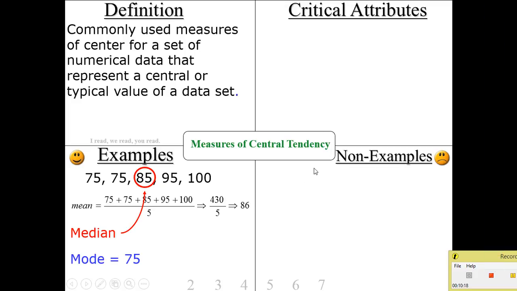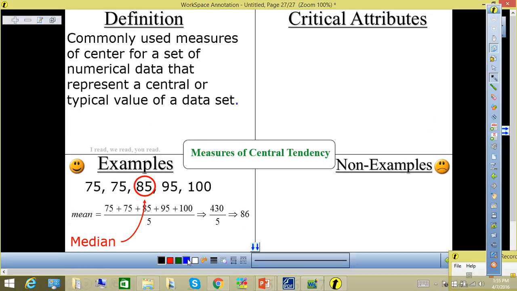So look up. What if you looked at the data and I had this? So what would be my mode? 75 and 100. That can happen. I'm just showing you how it's applied to a real world situation.